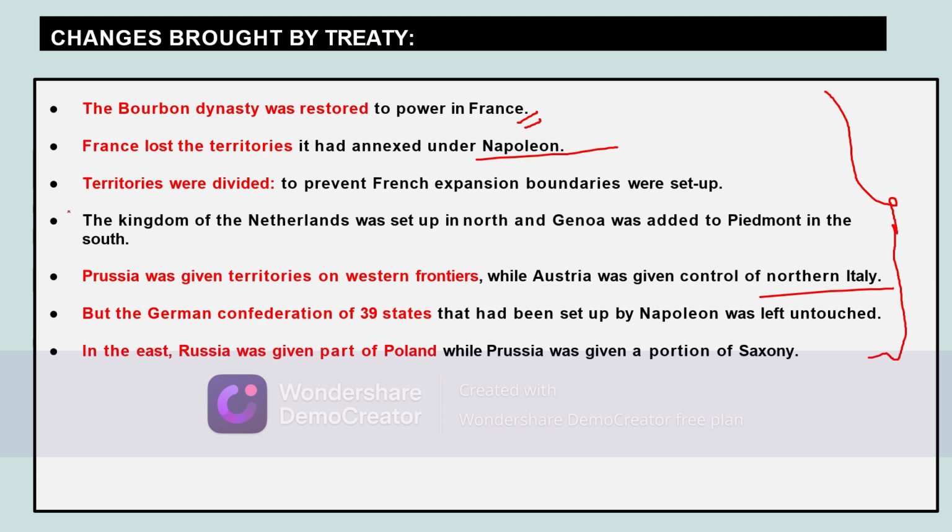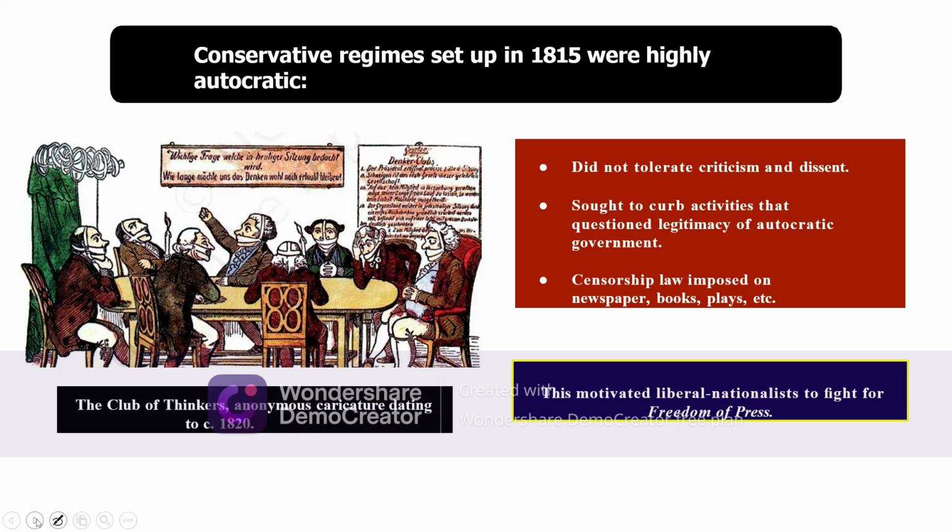So these last 4 points show how the territories were divided among Britain, Austria, Russia, and Prussia. Next, conservative regimes set up in 1815 were highly autocratic. This is again a solid 3 mark or 5 mark question. They will directly give the statement and ask you to justify.